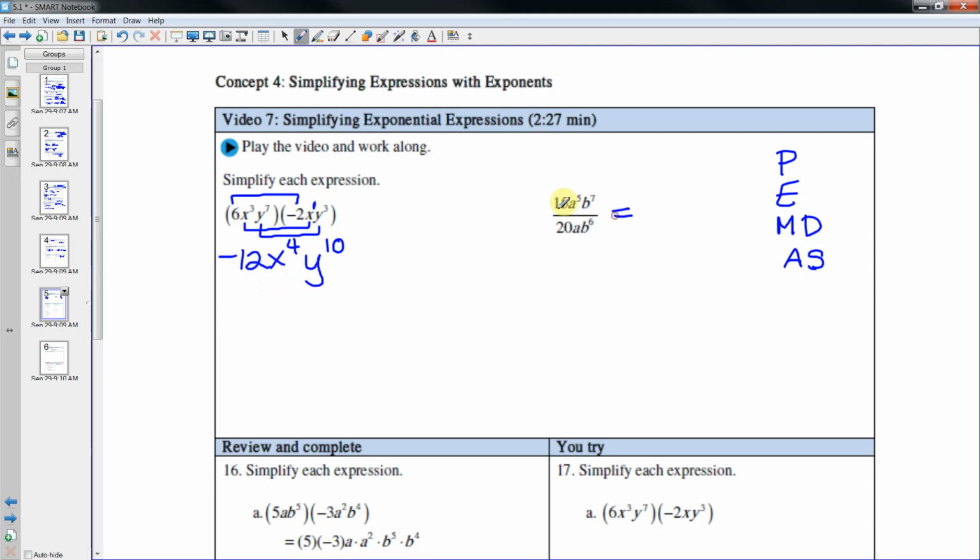Alright, let's look at this fraction. 15 over 20. Can't divide that completely, so I just have to reduce it. 5 goes into 15 3 times. 5 goes into 20 4 times. So I know I'm still going to have a 3 and a 4 left in my answer.